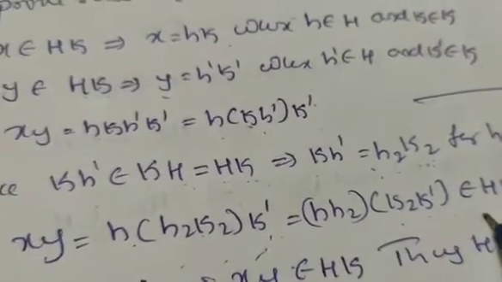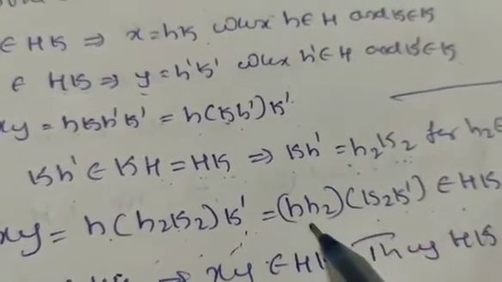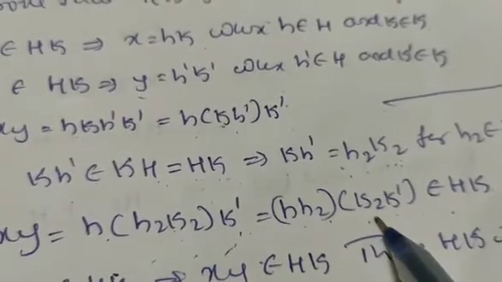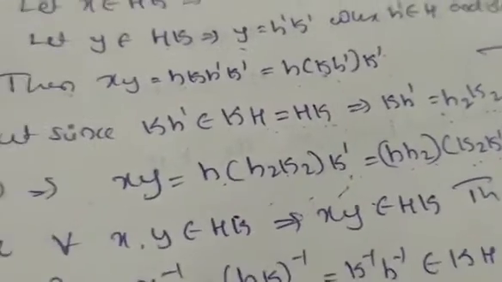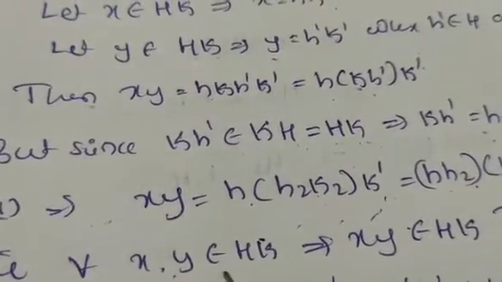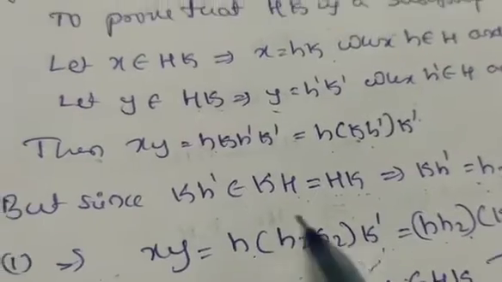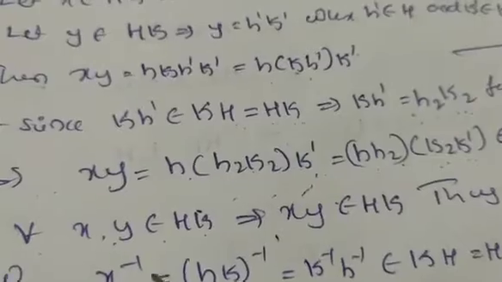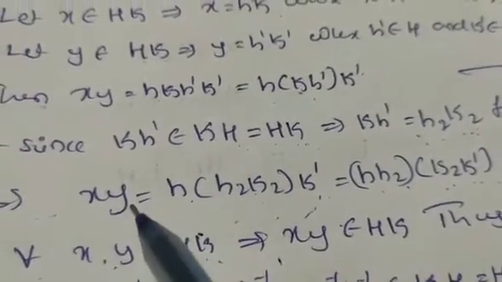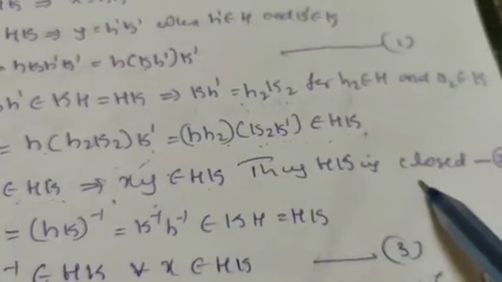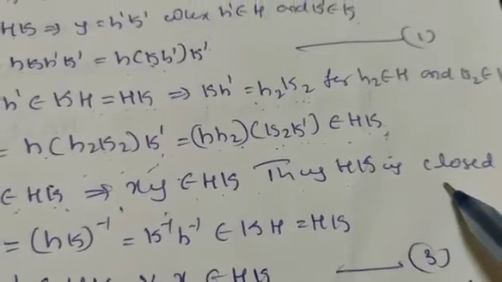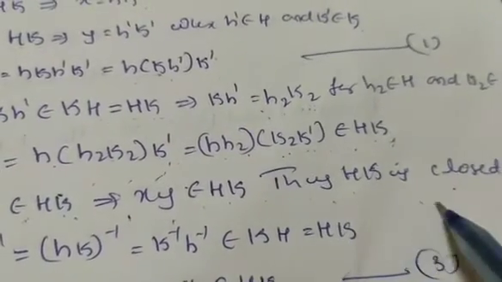which belongs to what? This h into h2 is an element of H and k2 into k dash is an element of K. So which belongs to H into K. So that is, for all x, y belongs to HK. And this implies for all x, y, x belongs to HK and y belongs to HK. So for all x, y belongs to HK, this product x into y also belongs to HK. So thus HK is closed under the binary operation, that is, the closure law is satisfied.